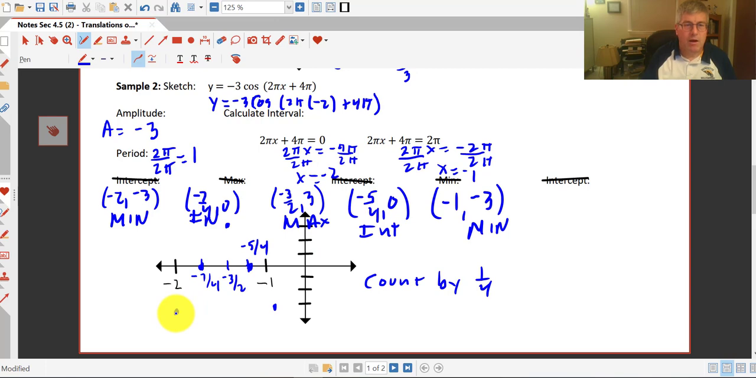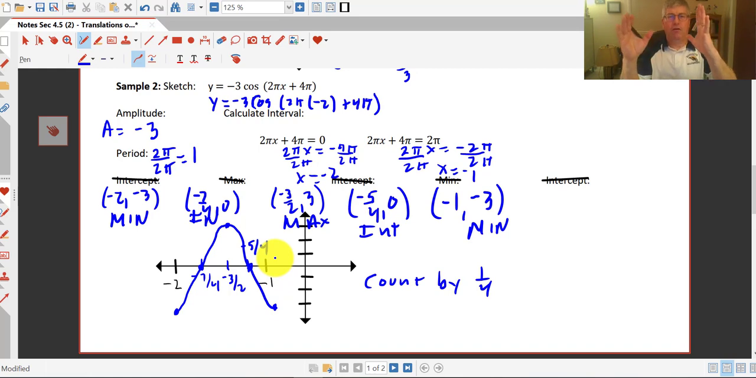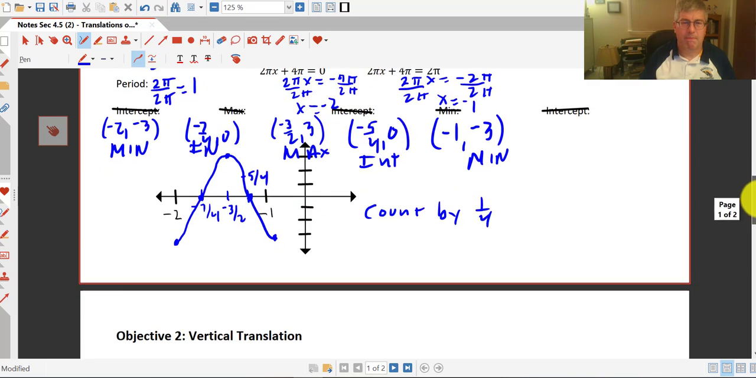So connecting our points for one period for the cosine curve, it's going to look something like that. And now that will continue to repeat, won't it? But what we have done is we've taken our cosine curve and we've shifted it over. We've adjusted our period as well, and we've flipped it upside down, and we've increased the amplitude. So lots of stuff going on in that particular curve.